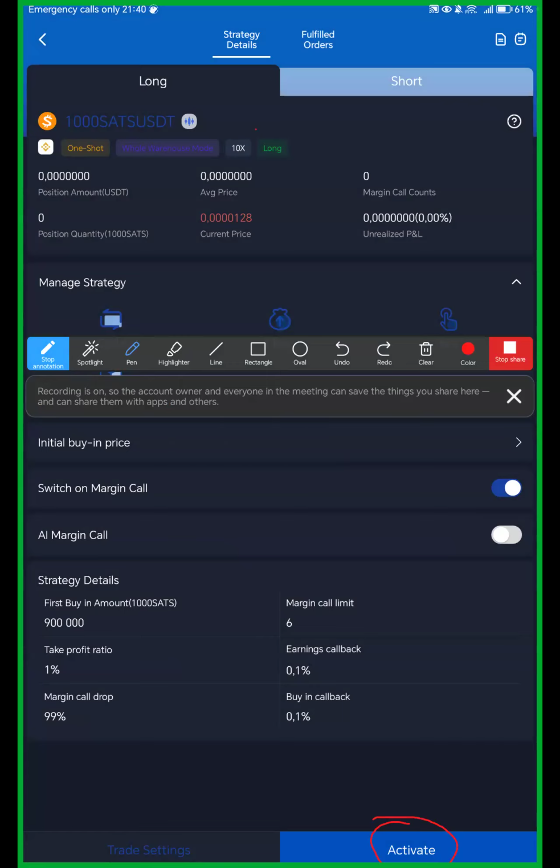I am longing the market. I am longing the what? The market. Okay? I want to trade the upward movement. I am saying the market will go up. That's why I am longing.